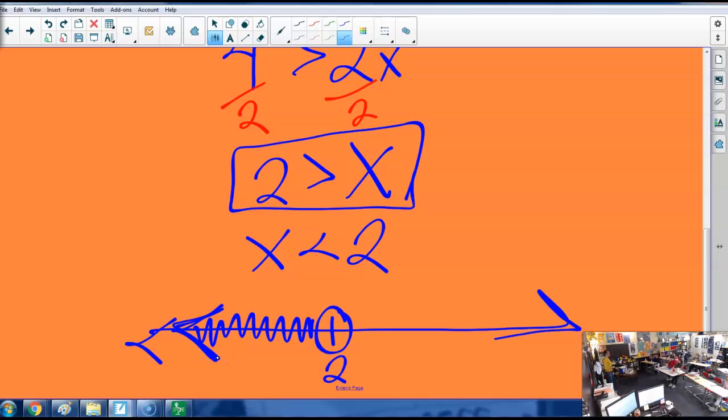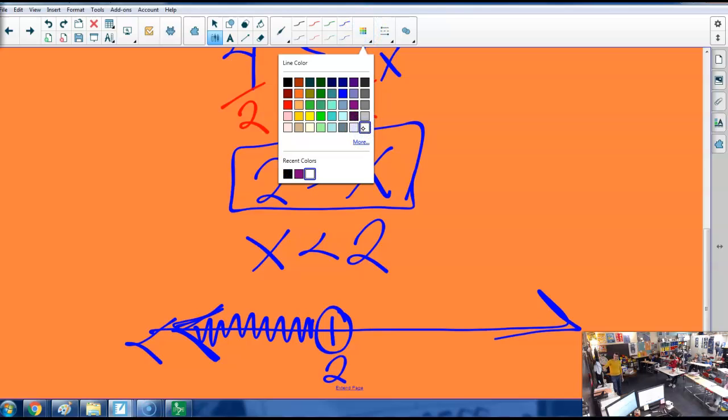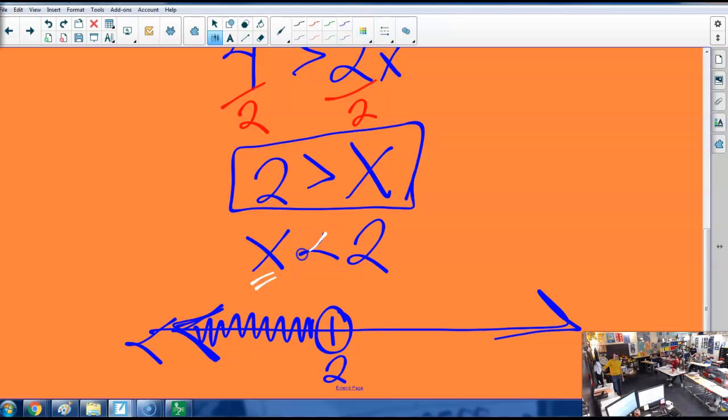Here's the other secret. If x is your first value, this points the way you shade. If x is the thing you read first, this points the way you shade. Literally, the inequality symbol is pointing the way you shade. Because you're going to point towards x, like what you're allowed to be. X is less than 2. It's allowed to be any of these values.